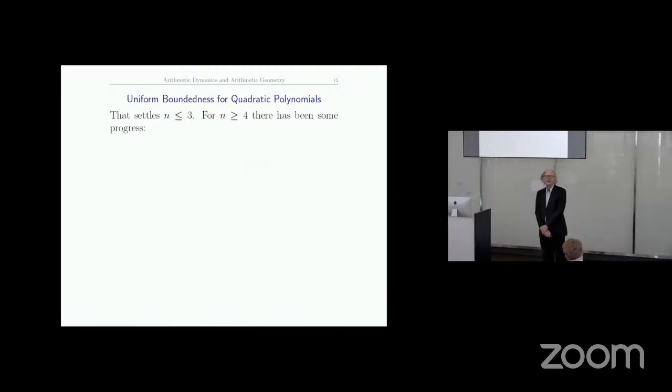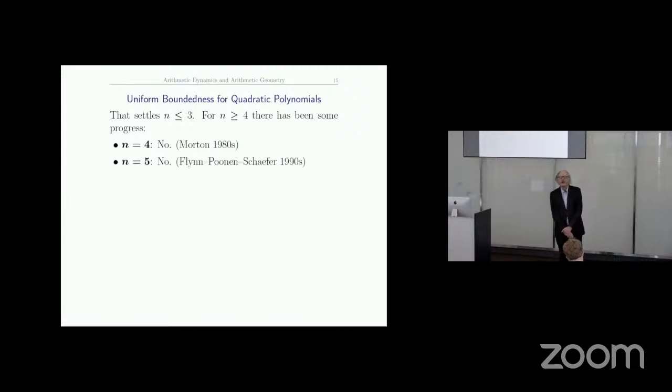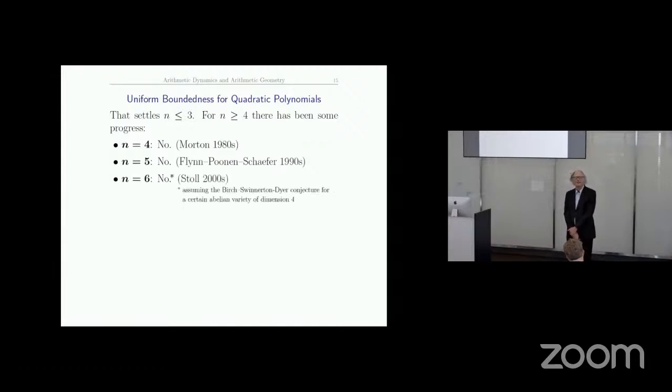What about n equals 4 or bigger? Well, there's been some progress on this. Patrick Morton showed that you cannot get n equals 4. Flynn, Poonen, and Schaefer, about a decade later, showed you can't get n equals 5. Not bad. Michael Stoll showed that you can't get n equals 6, although it is conditional. He needed to know a certain abelian variety had a certain rank, and we can't actually compute it, so he needed to use Birch and Swinnerton-Dyer.